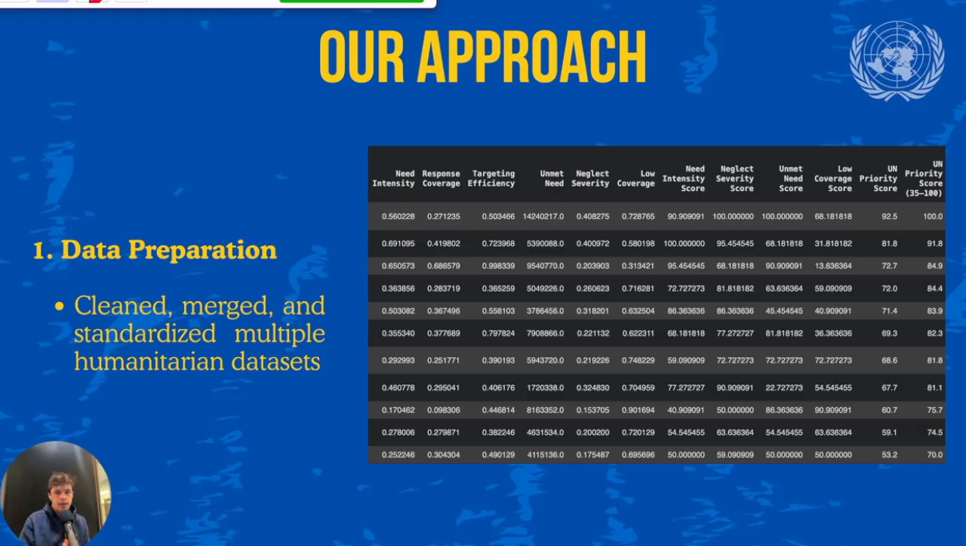We cleaned it, and we created our own variables, so need intensity, response coverage, and target efficiency, using the data and an algorithm, and then we transposed that into a score from 0 to 100 that ranked the countries, and then we calculated a weighted average of those scores and what we thought were good indicators to give the UN priority score, which is how much the UN should prioritize that country.